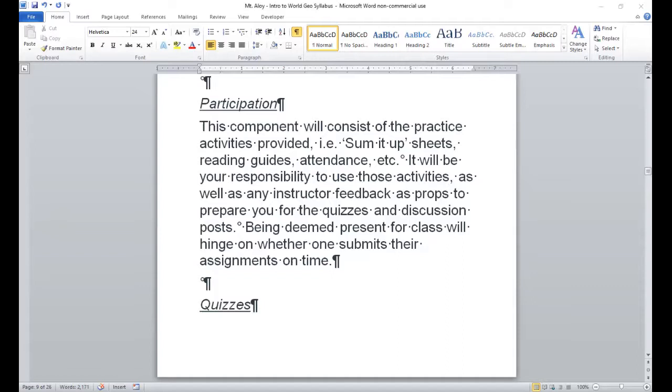It will be your responsibility to use those activities as well as any instructor feedback as prompts to prepare you for the quizzes and discussion posts. Being deemed present for class will hinge on whether you submit your assignment on time. The assignments will be due 12:01 a.m. of a particular day, due 11:59 that night. So we have 24 hours to get to it, because you guys all have your different schedules.